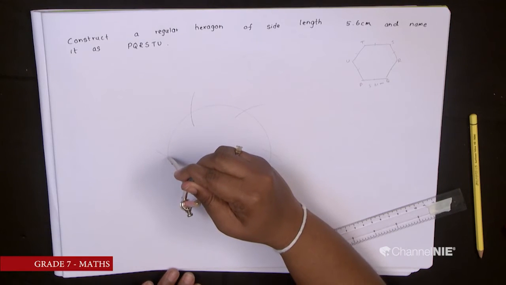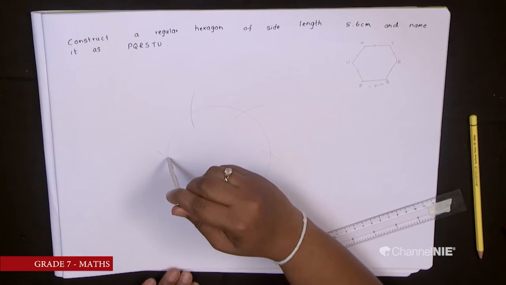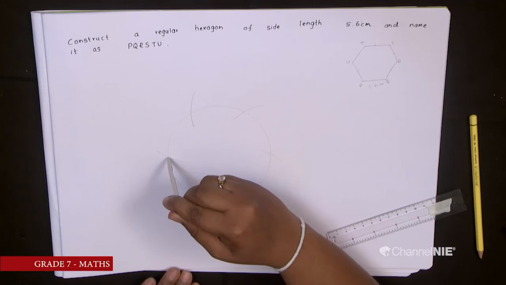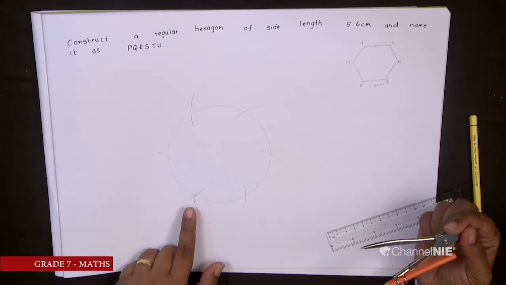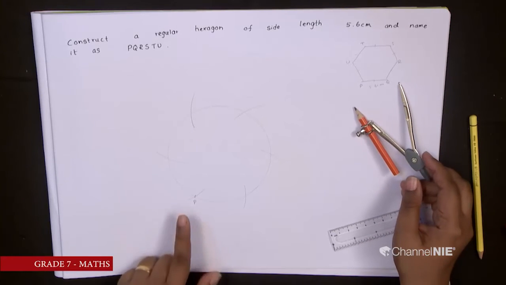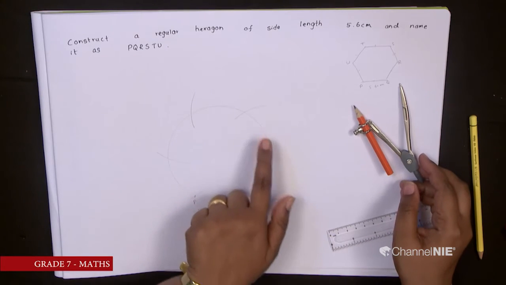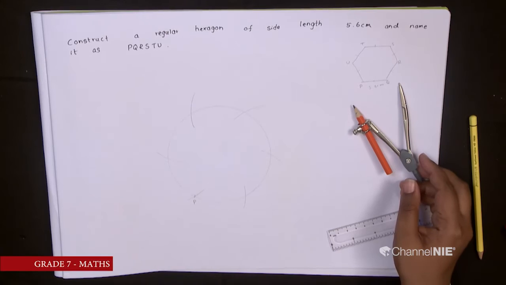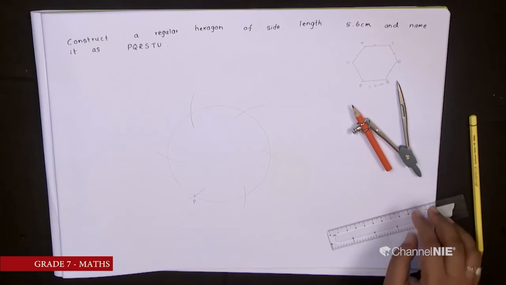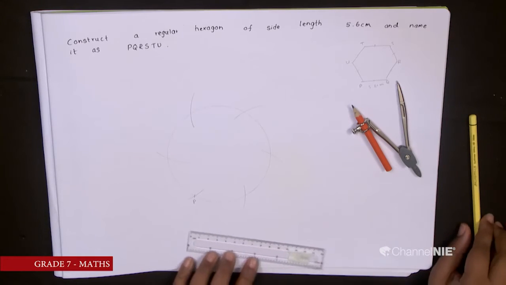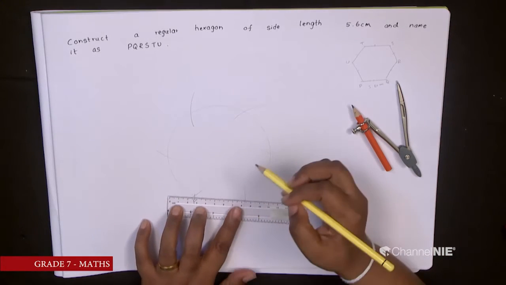Right. Once again, place your pair of compasses on the newly constructed point and then draw an arc to go across point P. Right. Now, I have got 1, 2, 3, 4, 5 and 6 points on the circumference of the circle. So, I am going to join these 6 points now.